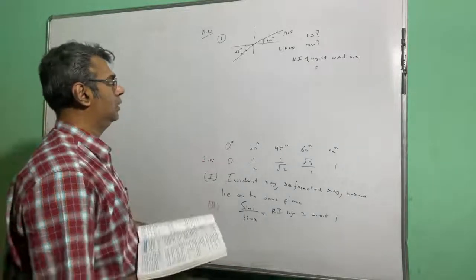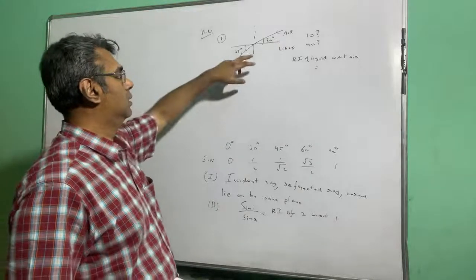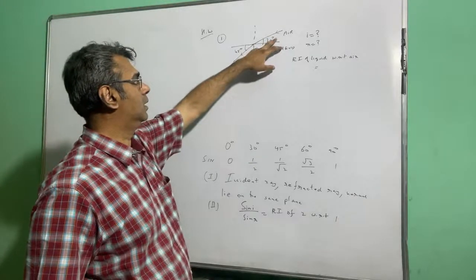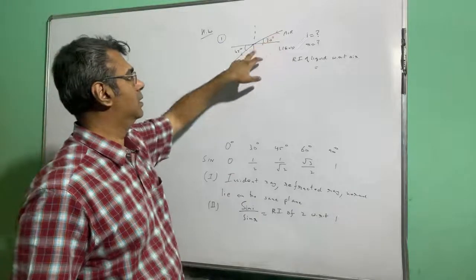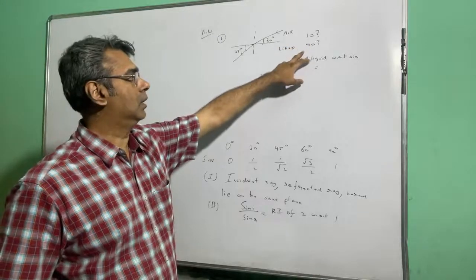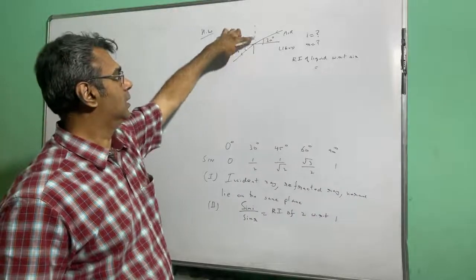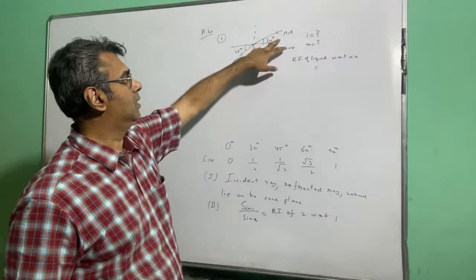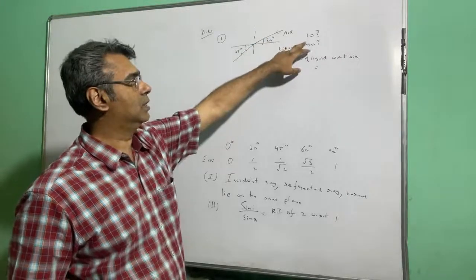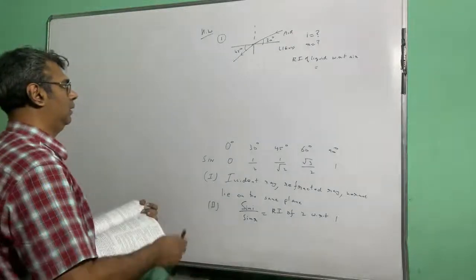Okay, now the first homework question is that a ray of light is coming from air inside a liquid. Over here the angle is 30 degree, over here the angle is 45 degree. This is the incident ray, this is the refracted ray, and this is the normal. The angle between the incident ray and the surface is 30 degree, and between the refracted ray and the surface is 45 degree. So what is the angle of incidence, what is the angle of refraction, and what is the refractive index of the liquid with respect to air? This is question number 1.